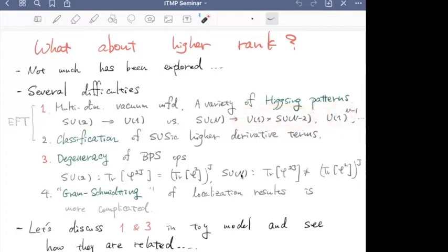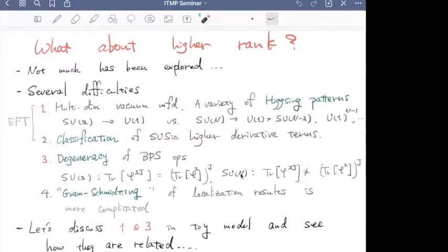And the second difficulty is more technical. Because of a higher rank, because you have more fields, classification of supersymmetric higher derivative terms when you write down the EFT becomes more complicated. And so these are two difficulties concerning writing down effective field theory.